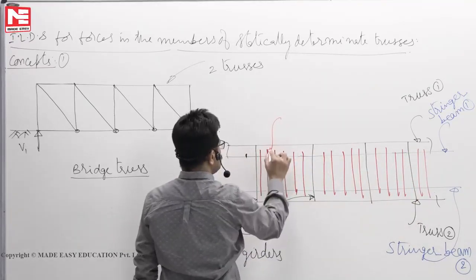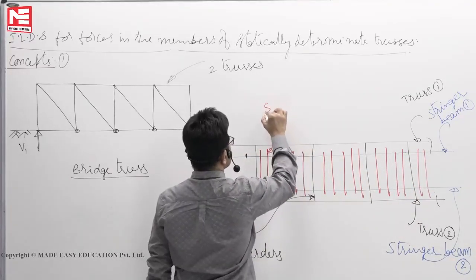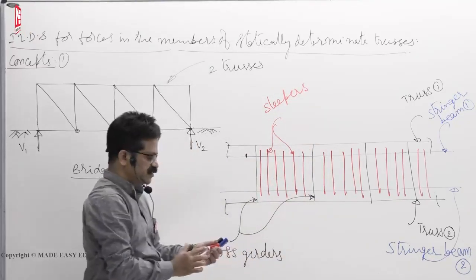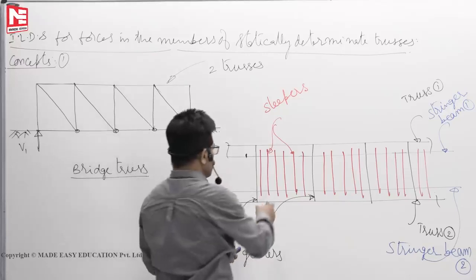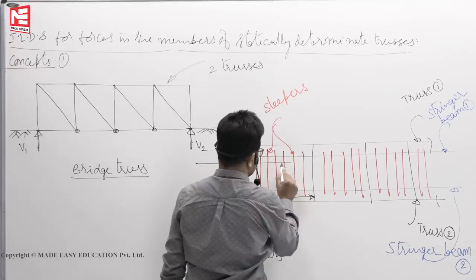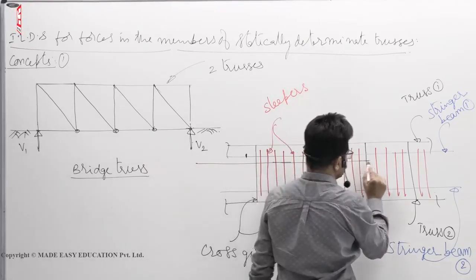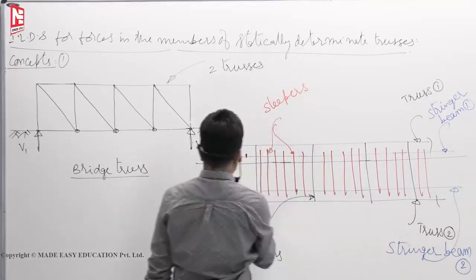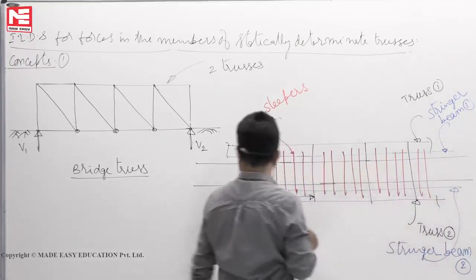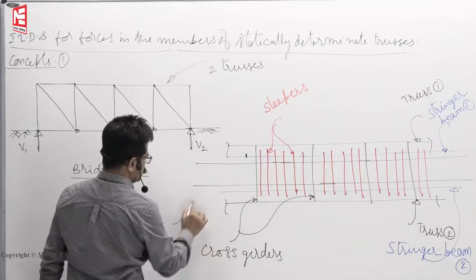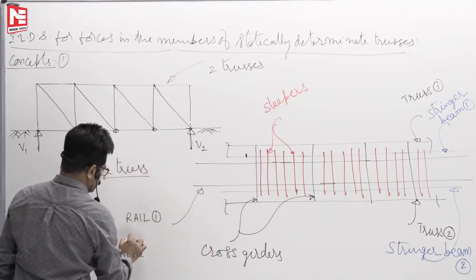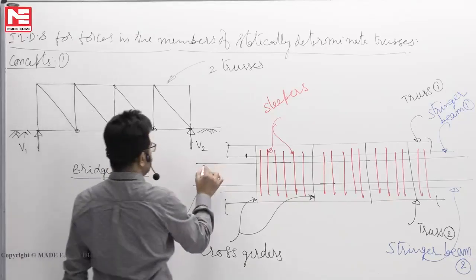These are called sleepers. Now they are pre-stressed concrete sleepers we use. On top of the sleepers will run the rails. This is rail 1, rail 2. This is rail 2.